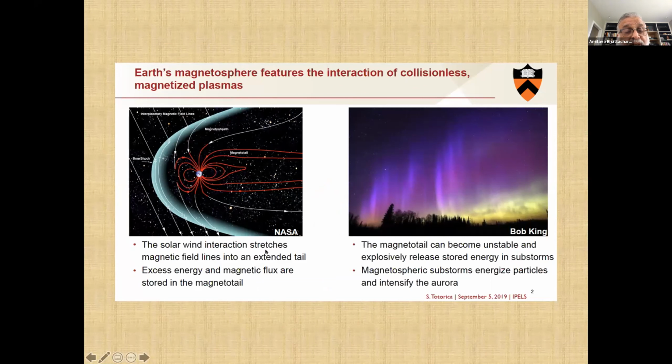Excess energy and magnetic flux are stored in the magnetotail during this northward turning and then suddenly released. This phenomenon of sudden release of energy, which I call impulsive release of energy, is as common in the sun, in solar flares for example, as it is in magnetospheric substorms.